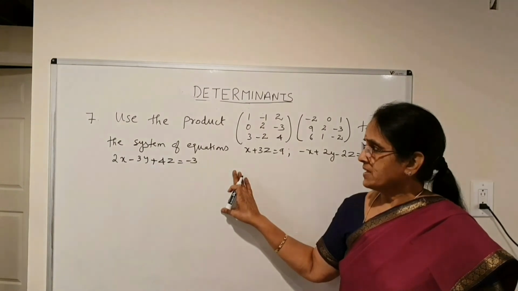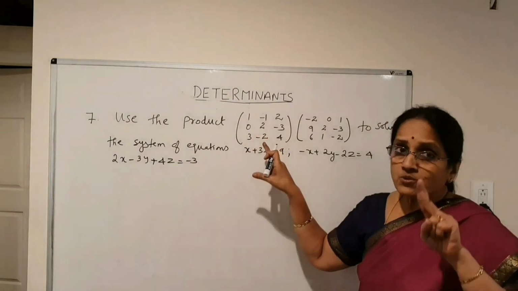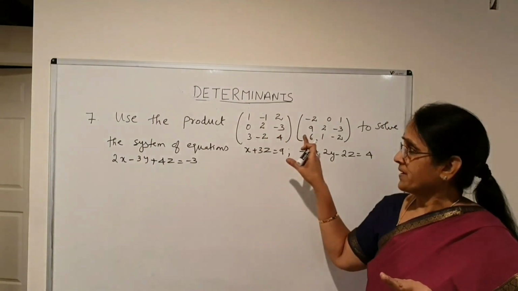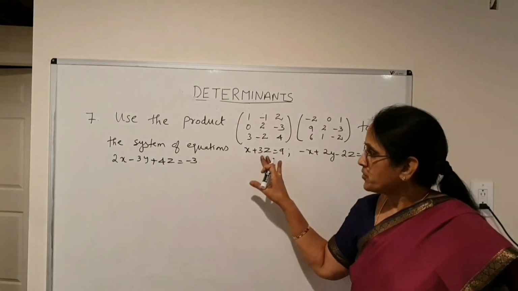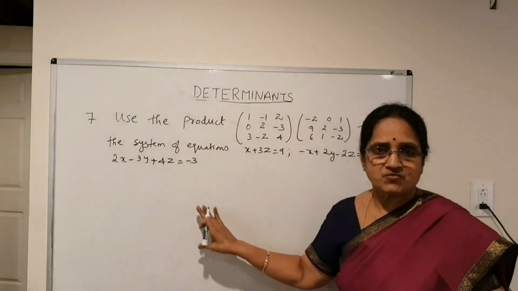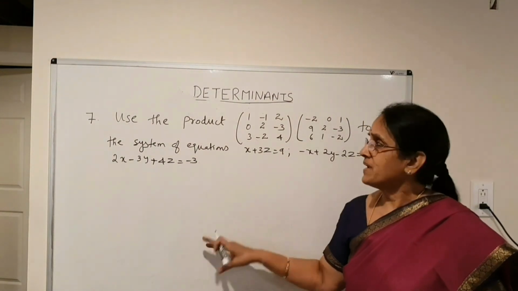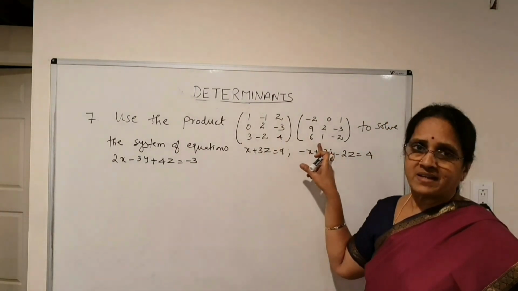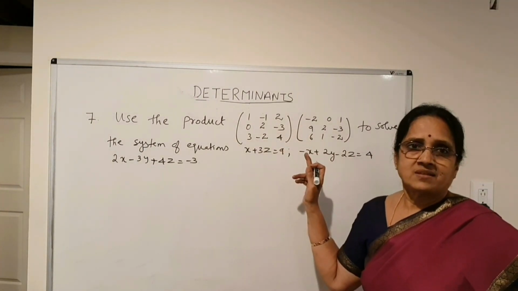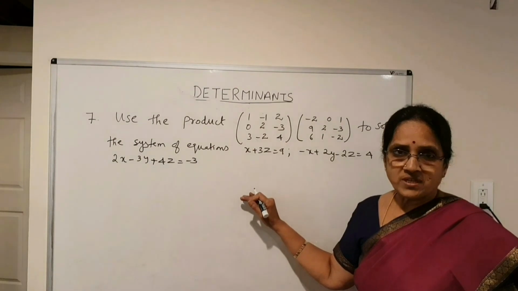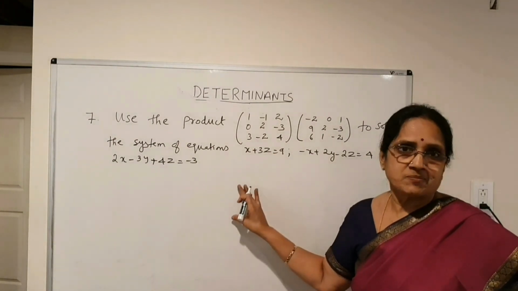The reason being, I have already done two sums of this type, finding the product and then solving the equations. But when you put these equations in matrix form, you will not get either the A or B matrix, but you will get the transpose of one of the matrices. That is why I selected this question. It's a very, very important type.